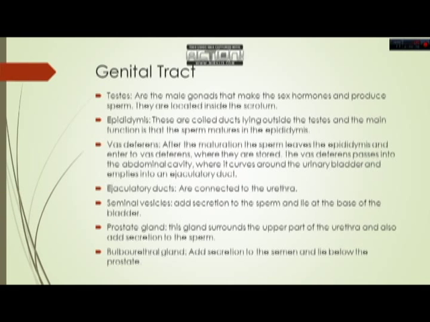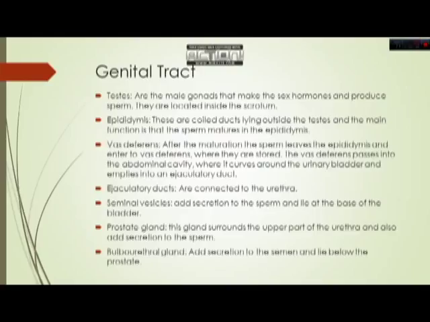The genital tract is made of the testes, epididymis, vas efferents, ejaculatory ducts, seminal vesicles, prostate gland, and the bulbourethral gland. In the testes, the male gonads are divided into where the sperm is produced and where the hormones are produced.